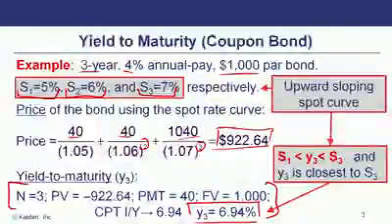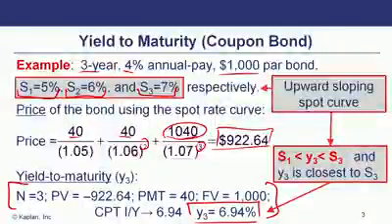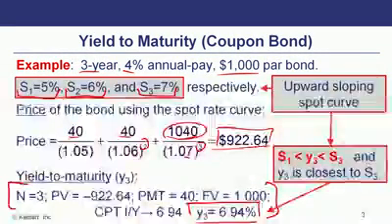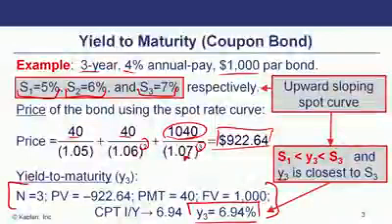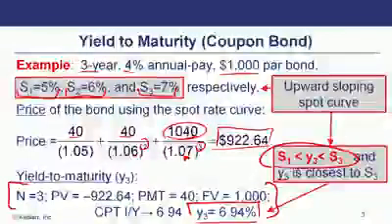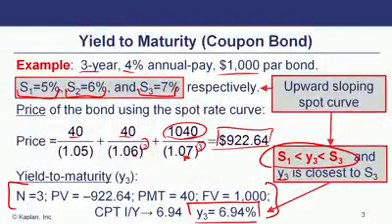Okay, well, does that make sense to us? Well, look at the spot curve. It's 5, 6, 7. It's upward sloping. So we're discounting some of the cash flows at 7, some at 6, and some at 5. But because we have a big cash flow at the end that's discounted at 7%, and it's also discounted 3 years, that 7 is going to be really important. If you think, well, the yield to maturity is 6.94, notice that it is between the extremes of the spot rate curve. It's between 5 and 7.